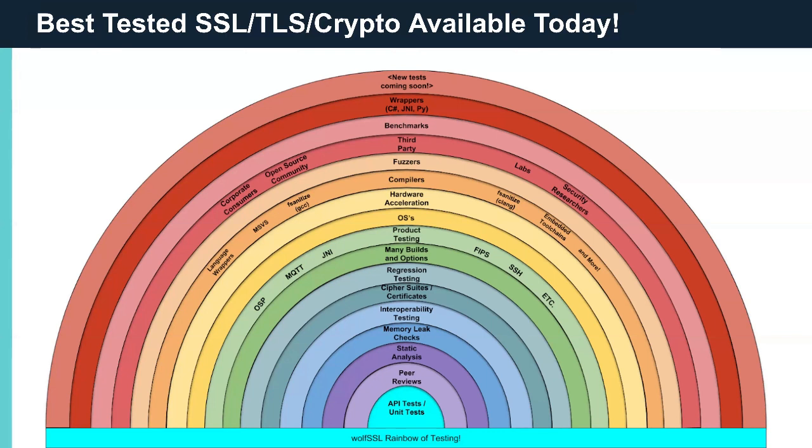We have 6 or 7 fuzzers now, at least internally, that we use to fuzz wolfCrypt and wolfSSL to try to find problems. We have a good network of third-party organizations or individuals that help us test. Some of those are academics, some of those are test labs. And then we just have our open source community as well that can download our code and check it out and look at it.